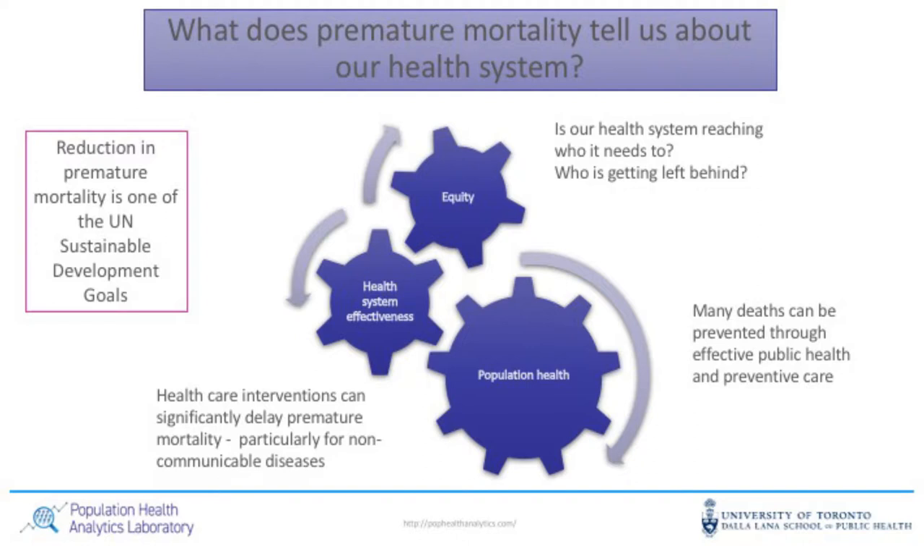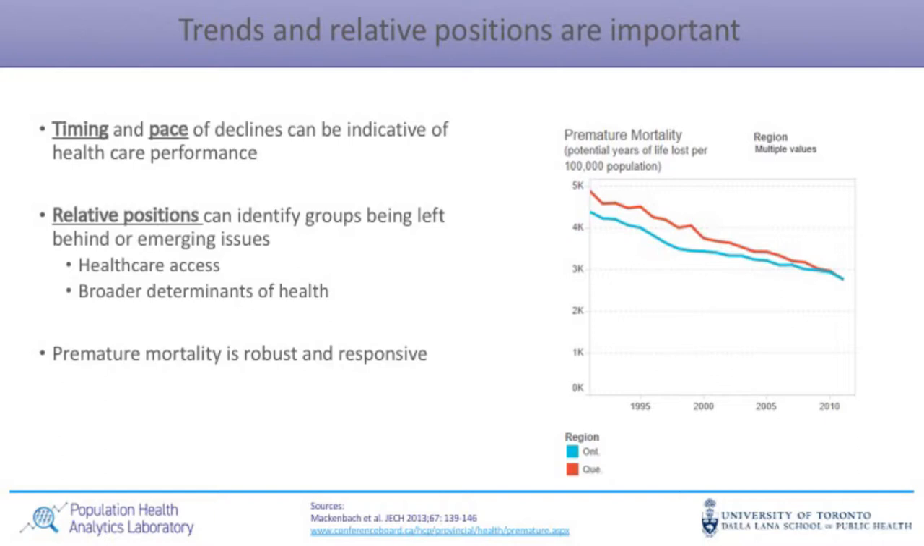So the other thing that we focus a lot on in this grant is trends and relative positions. Mortality is going down. It's going down in most countries, which is a good thing, though there are groups in our province that are not experiencing this at the same rate. But how are we going down? This is an example. It's an older slide. I keep forgetting my laser doesn't work on these screens. Ontario and Quebec. Quebec's rate of decline for this measure of premature mortality is outpacing Ontario.